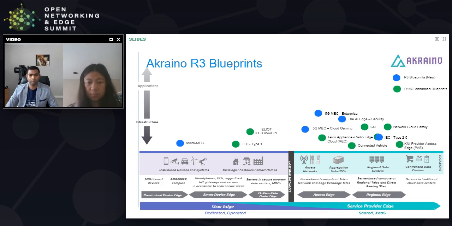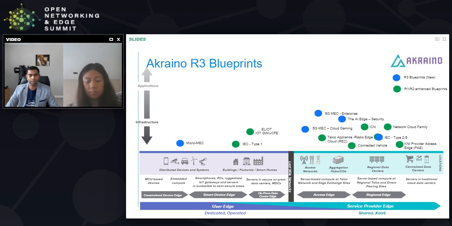So this is one of the key slides that I want to highlight and walk through, so that people can understand what blueprints have been delivered. There are two color-coded groups of blueprints here. One is the R3 new blueprints, color-coded blue. The green ones are R1 and R2 blueprints which got an enhancement or lifetime support. You can see that in the green color.